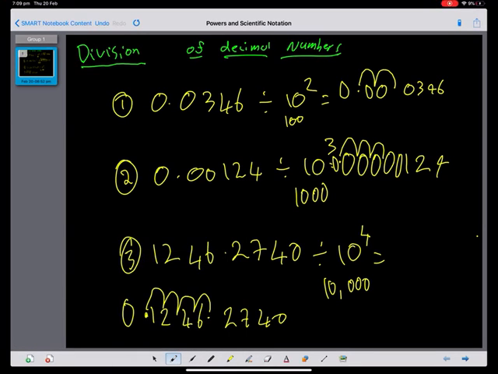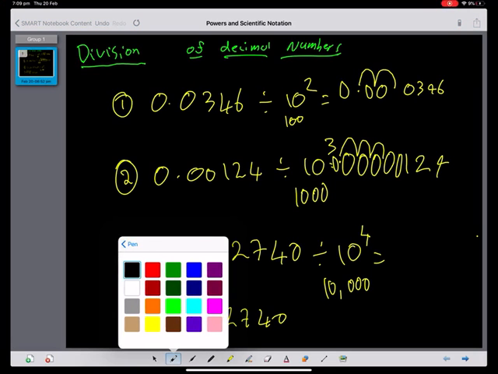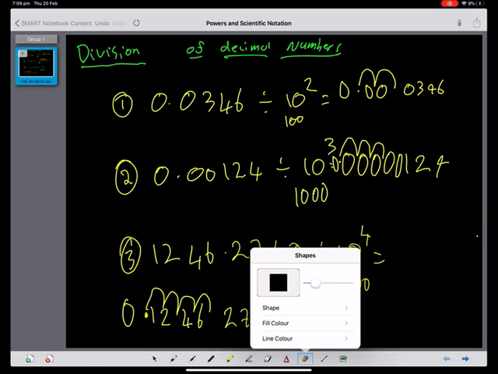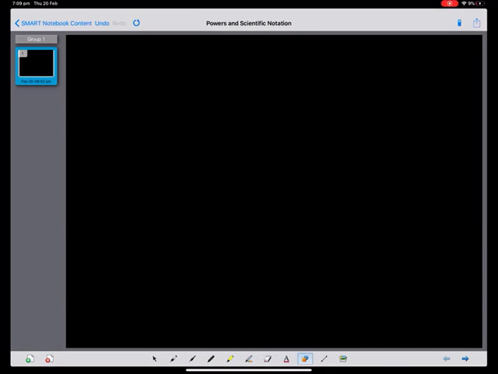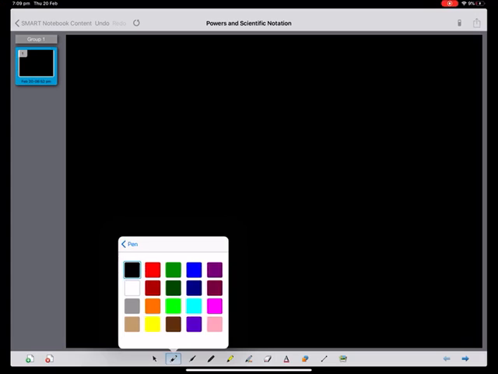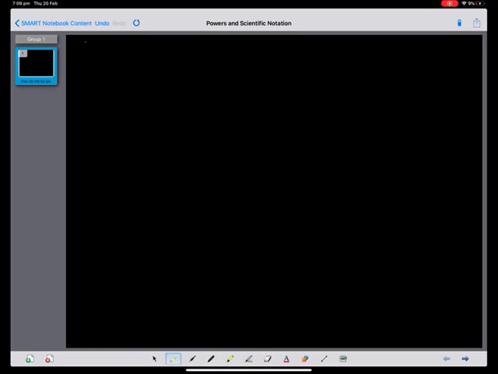Okay, so hopefully now you're confident about multiplying and dividing by powers of 10. Okay, so let's have a look at something called scientific notation. Let's put a new title, scientific notation.